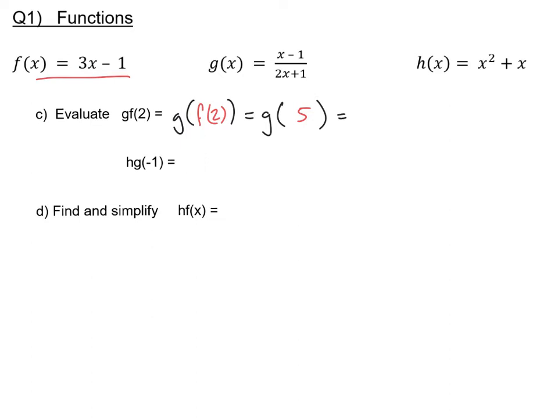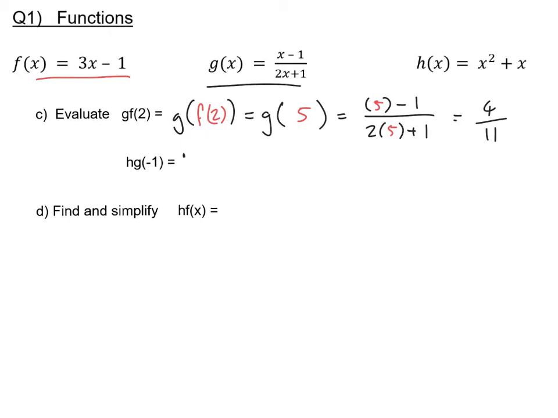Now you've got a secondary problem, which is finding g of 5. So you're going to substitute 5 into the x position of the g function this time. And when you do that, you get 4 over 11.